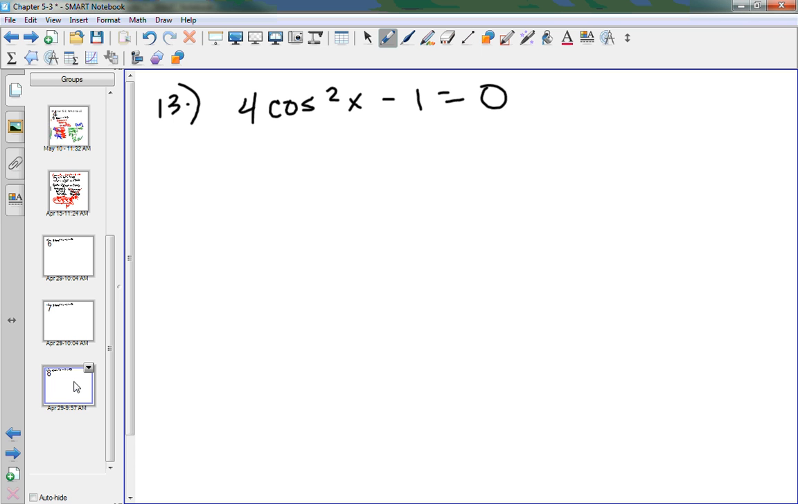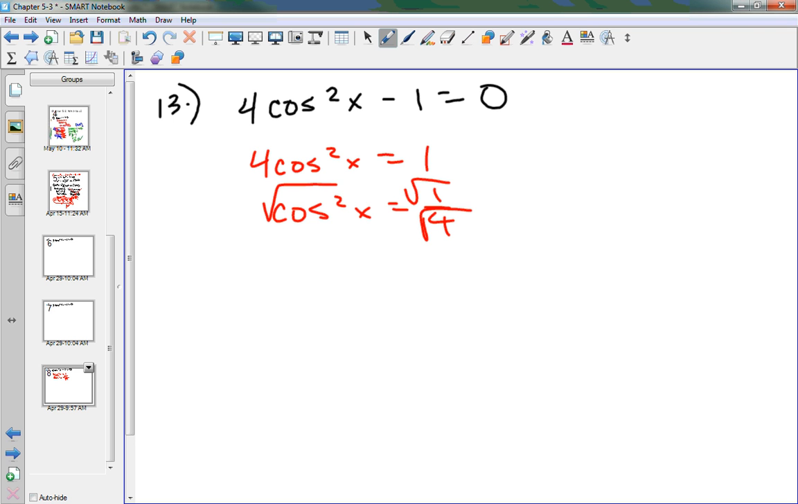4 cosine squared minus 1. What would you do here? Add 1. Then divide by 4. Then take the square root. You see how I get the square root of the side on the bottom there? Cosine of x is equal to plus or minus 1 over 2.